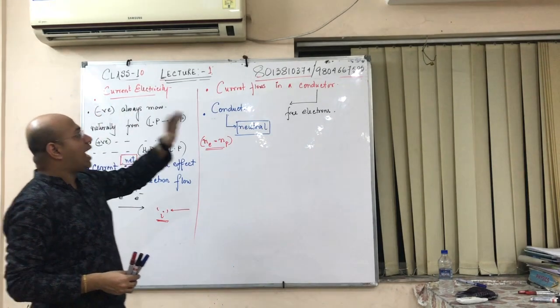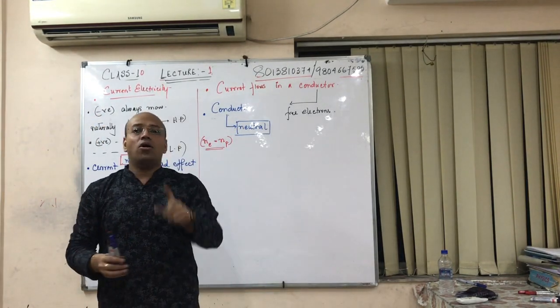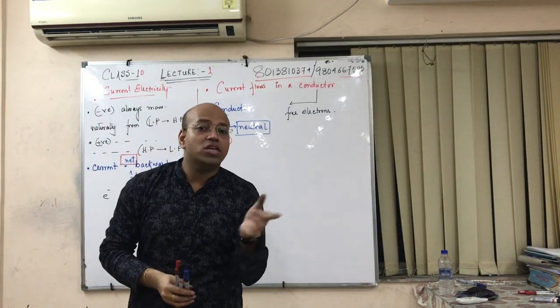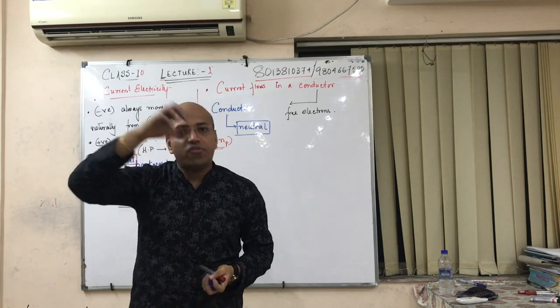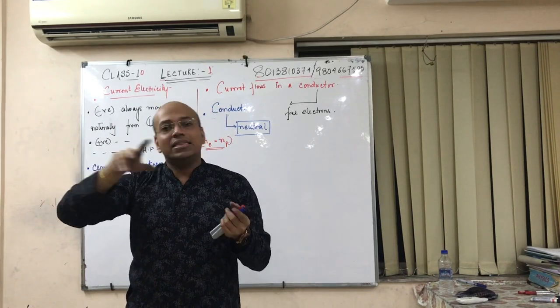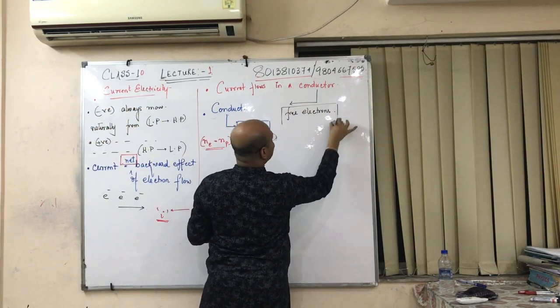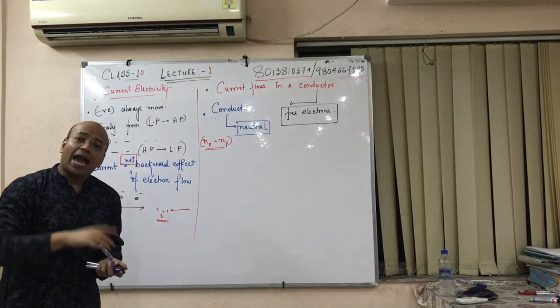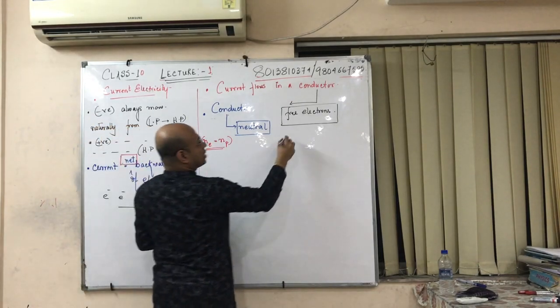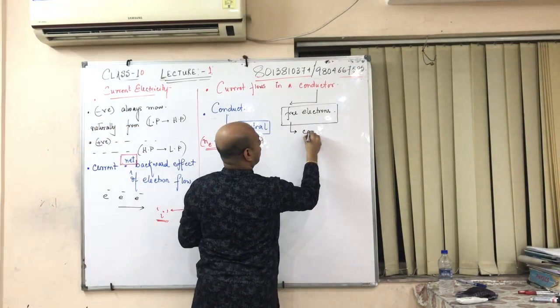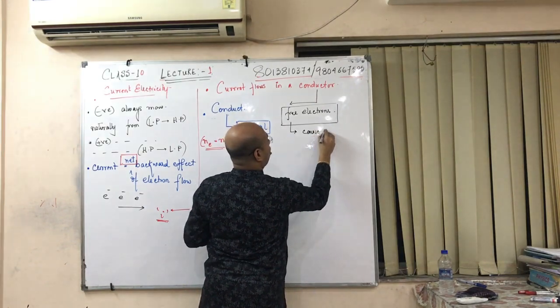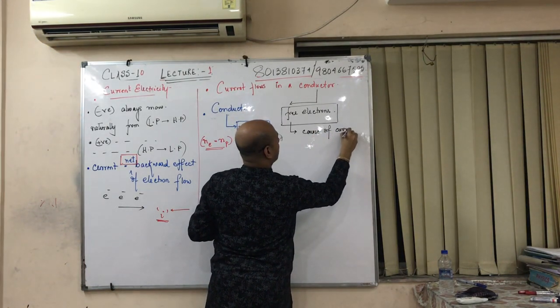What happens? They have free electrons. Electrons reside in the outer shells, okay? They get free from the outer shells. Inside they move, they flow. So we have free electrons inside the conductor which actually move. So these free electrons are the cause of current.